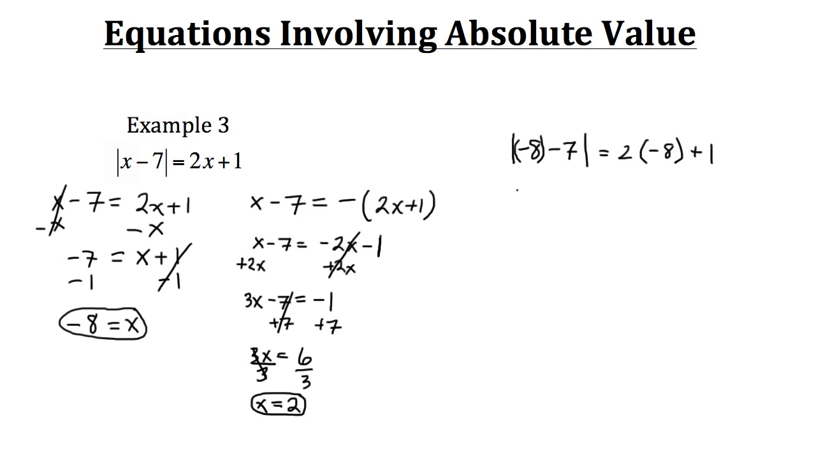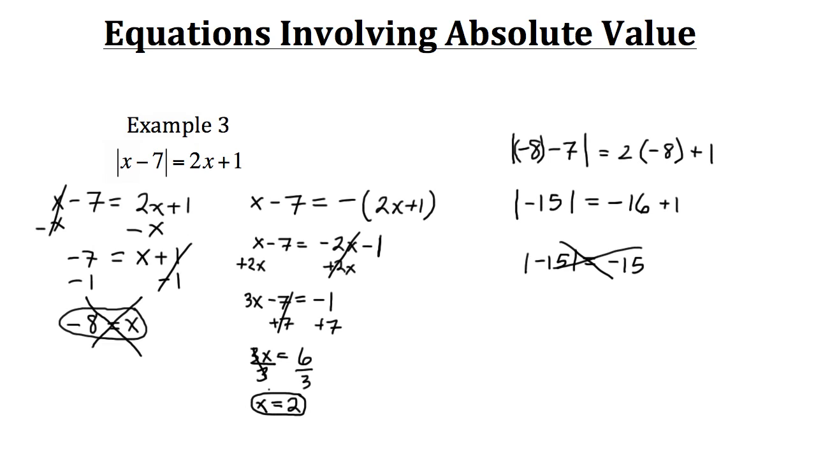So negative 8 minus 7 gives us a negative 15, and that equals 2 times a negative 8. So positive times a negative is a negative 16 plus 1. That gives us the absolute value of negative 15 equals negative 15. Well, if you remember, if you take the absolute value of a number, you'll always get a positive result. Well, here it's giving us a negative 15. So that can't be right. So this solution here of x equals negative 8 is what they call an extraneous solution. So that solution actually does not work for this equation.